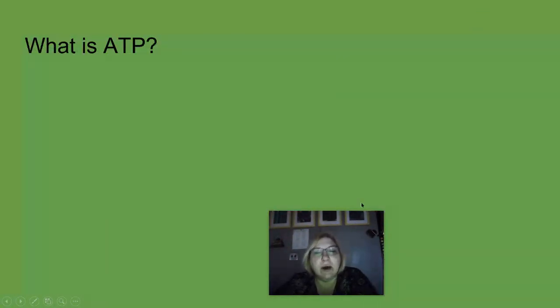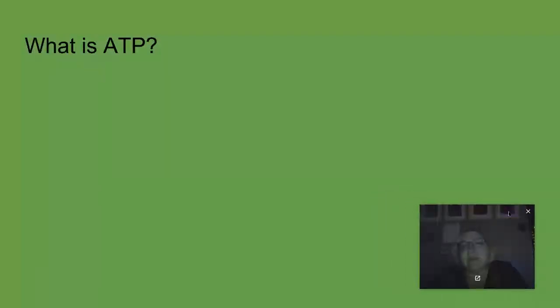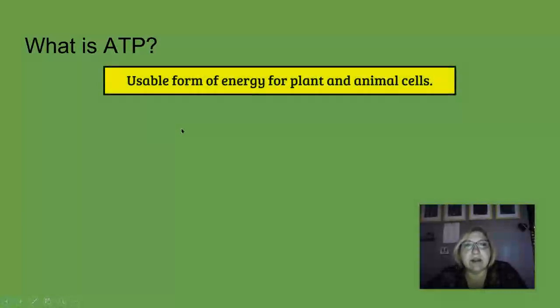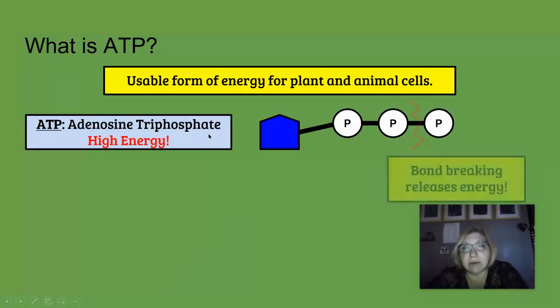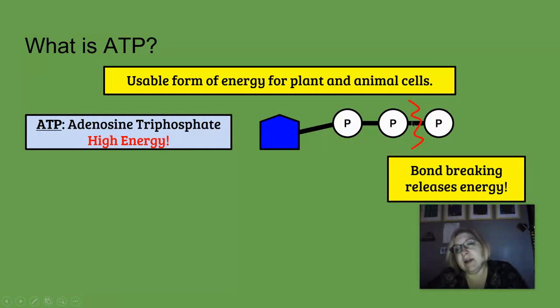Okay. Now, I keep talking about ATP. What is this mysterious ATP? ATP, adenosine triphosphate, it's a chemical and it's a usable form of energy for plant and animal cells. And it has energy stored in its bonds. That's how we get energy from ATP. Our bodies break the bonds, and that releases energy that's been stored there.